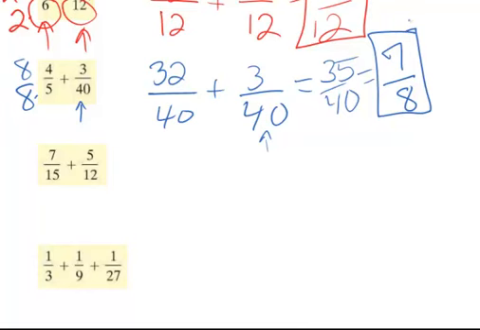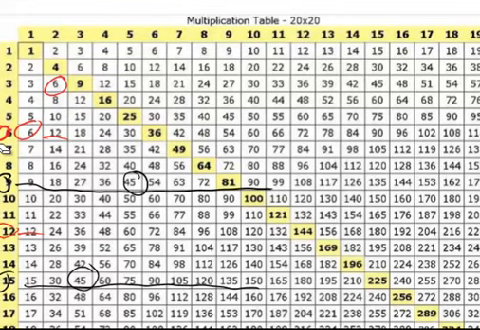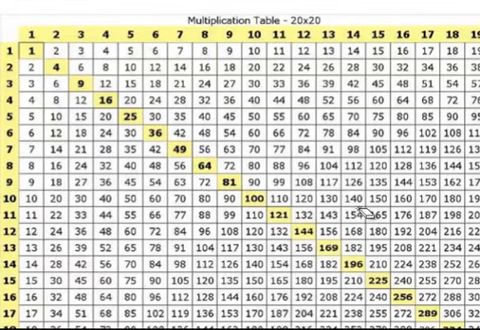All right, so let's take a look at the next problem that we have here. 7 over 15 plus 5 over 12. I'm going to come back to my table because I want to see 15 and 12. So let me clean this up a little bit with my eraser so that I can look at my numbers here. Okay, there we go. And I'm looking for 15 and I'm looking for 12. So here's 12 and here's 15. What's the first number that they both have in common? Do I see anything in common yet? Here we go. They both have a 60 in common. So there's my common multiple.